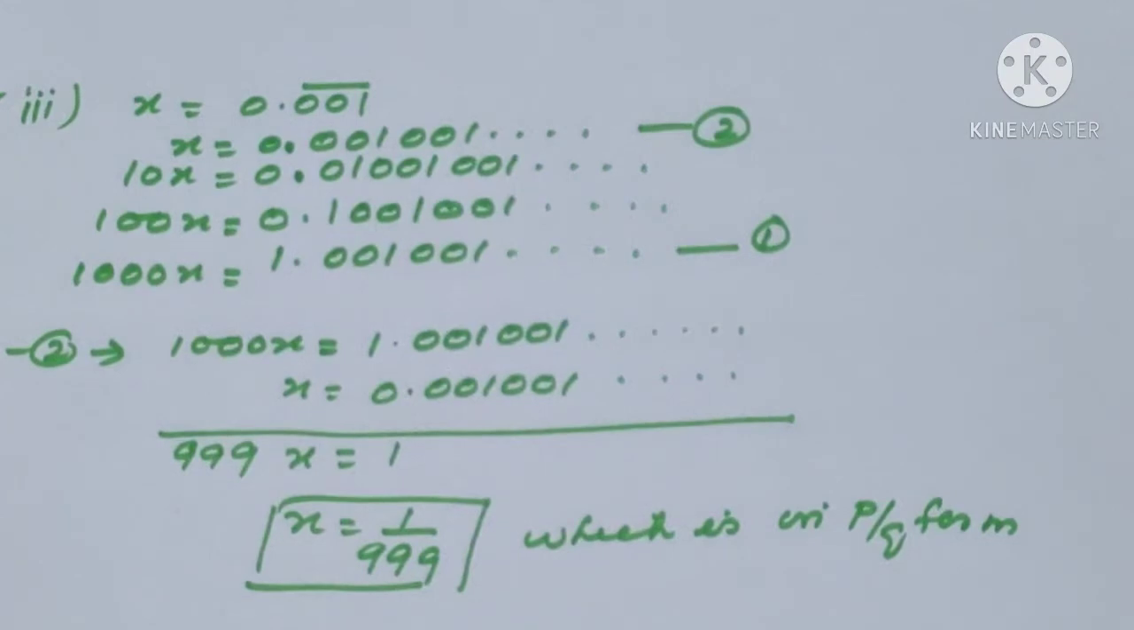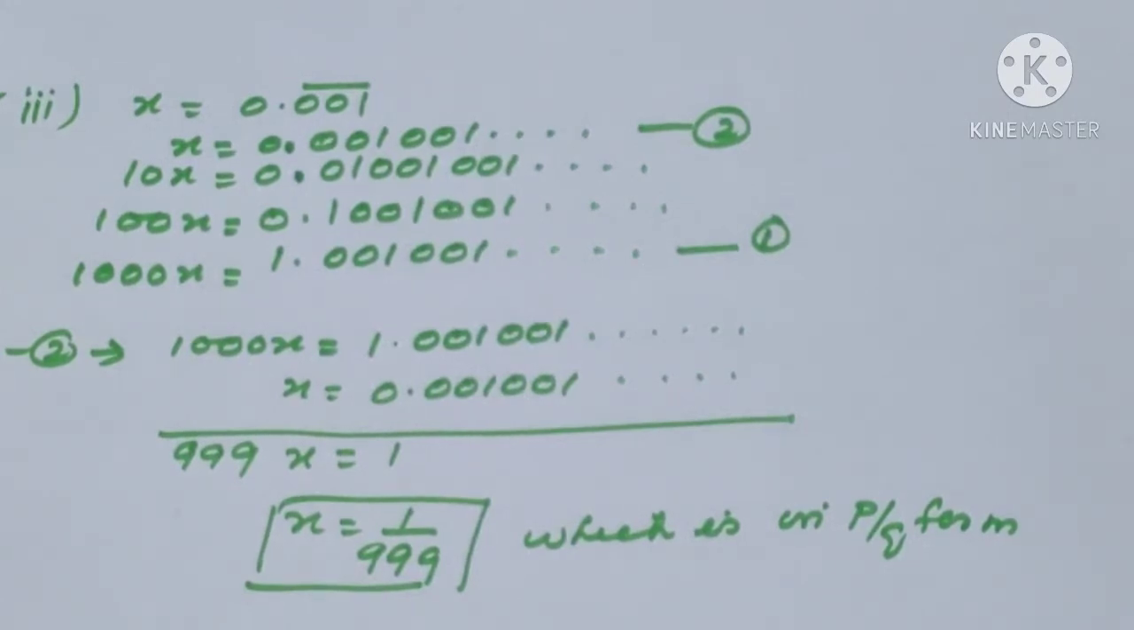So 1000x minus x, that is 999x equal to 1. That means x equal to 1 by 999, which is in the p by q form.